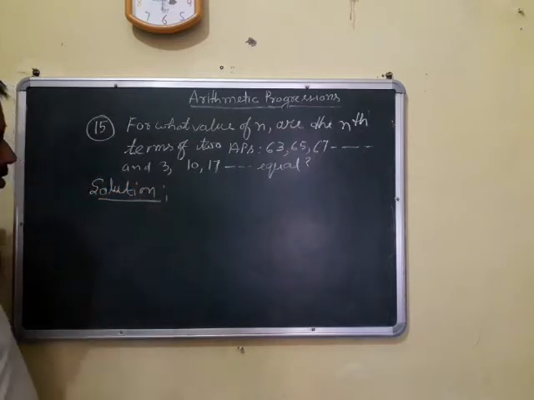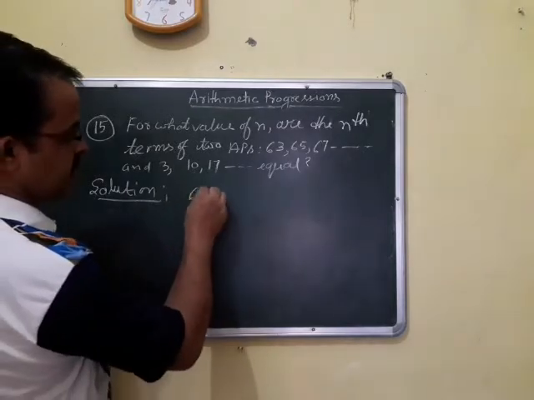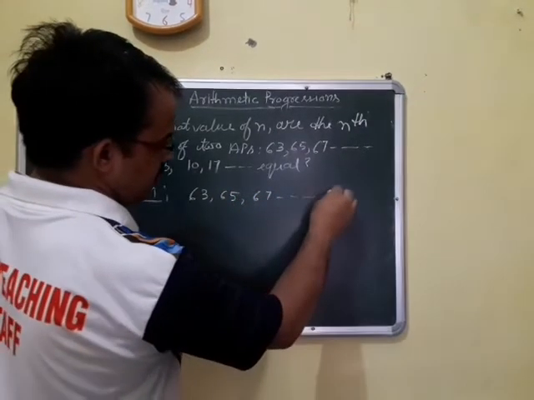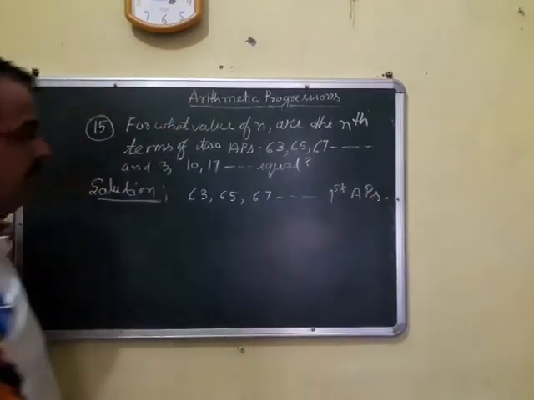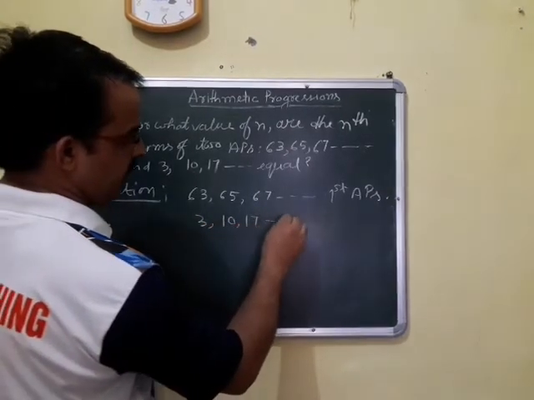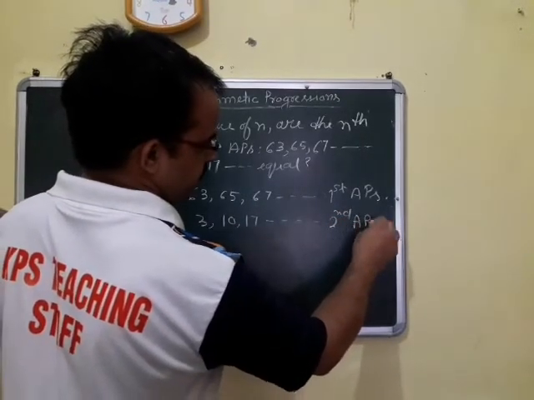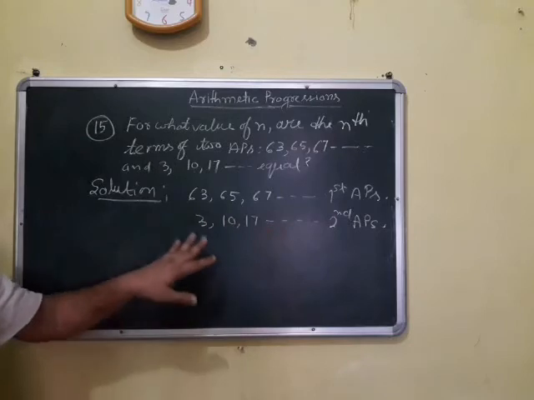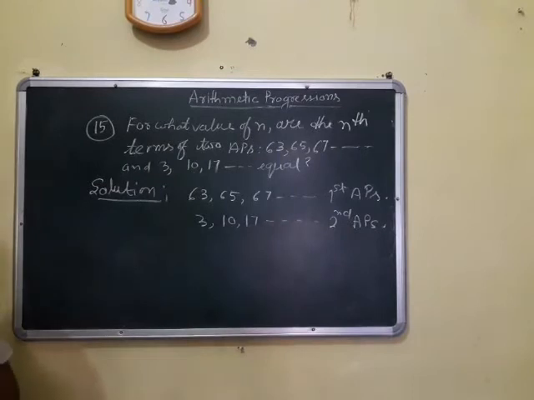Solution. So here are two APs. The first one is 63, 65, 67. This one is the first AP, and 3, 10, 17 is the second AP. Okay? This one is the second AP.